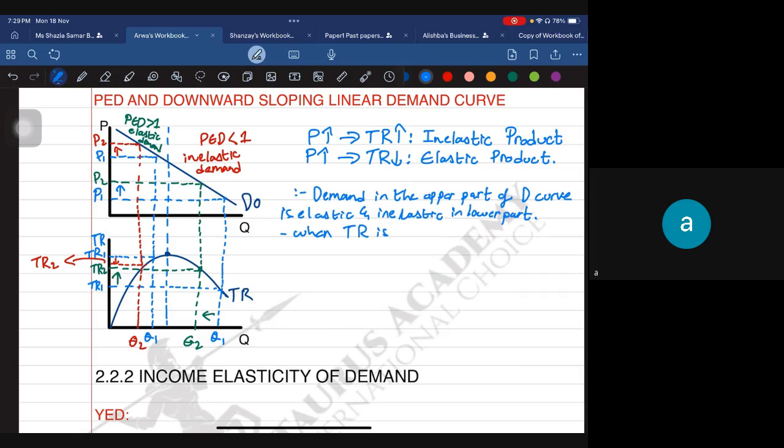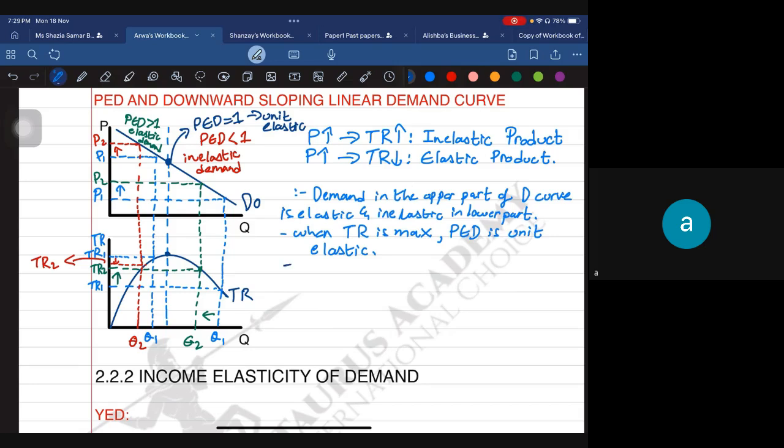Now when total revenue is maximized, PED is unit elastic. So it means that at this particular point here, you are not going ahead, you are not going below, you are at PED equals 1. So it means it is unity elastic. Do you understand this as well? Perfect.